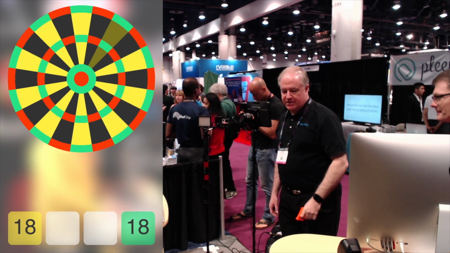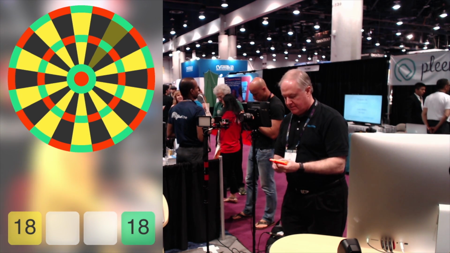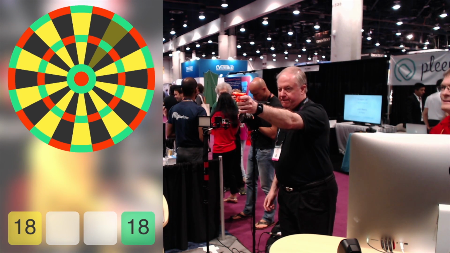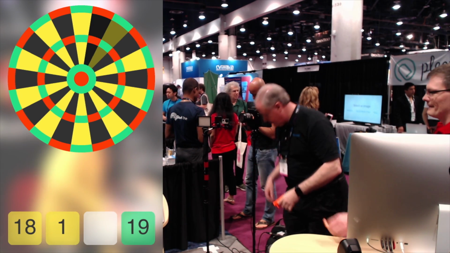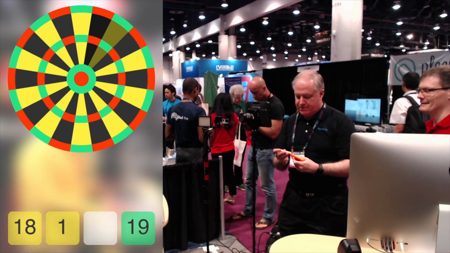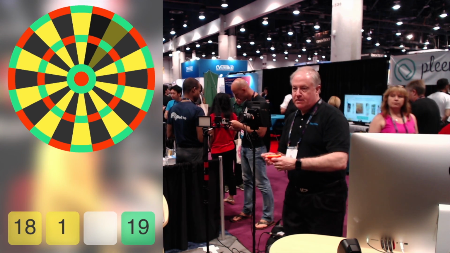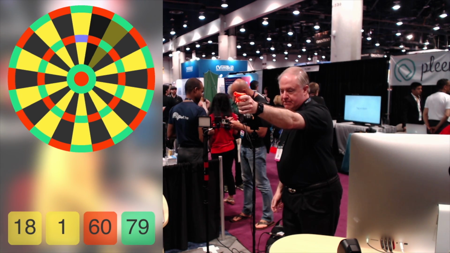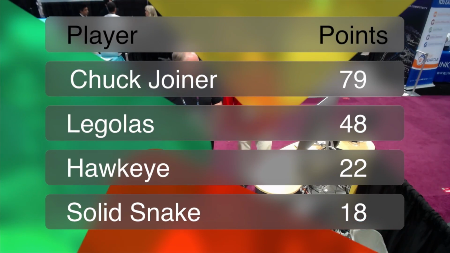Okay, the first is an 18. That's pretty good. Can you do even better than an 18? It's going to be hard because 18 is hard to hit, hard to beat. Almost a 20. That was so close to a 20. We're at 19 points right now. Whoa, a 60. Whoa, you're kidding me. A triple 20. That's the best score you can hit there.